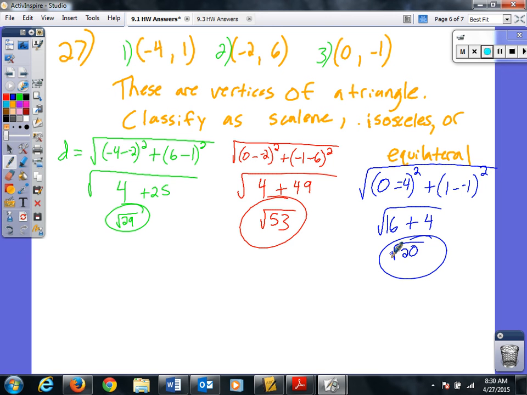So those are all 3 different from each other. And if you wanted to see that even more clearly, you could take your calculator, find the square root of each of the 3, and you'd find that they are different decimal answers. So none of the sides of this triangle are the same length, which means it's scalene.